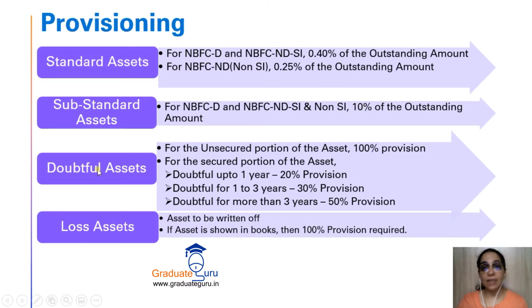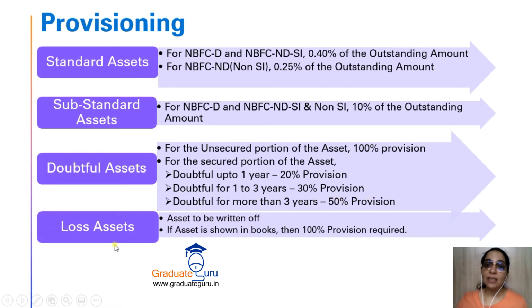Doubtful में भी rate same रहता है irrespective of कौन सी NBFC की हम बात कर रहे हैं. But for the unsecured portion, जहाँ पर हमारे पास कोई security नहीं है, there 100% provision. And for the secured portion, जहाँ पर कुछ security है या कोई guarantee है, in that case, अगर it has been in the doubtful category for 1 year, then 20% provision. If it has been in the doubtful category for 1 to 3 years, then 30% provision. And if it has been doubtful for more than 3 years, then 50% provision.